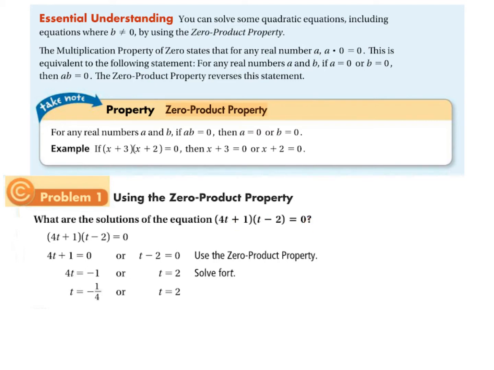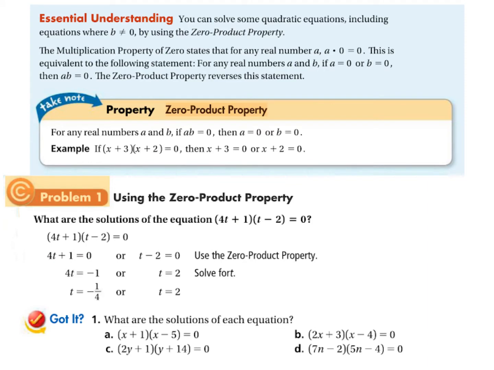Here's your got it problem. You're going to try it with each one of these. Remember, this right here, if you multiplied it together, you'd get a quadratic function: x squared minus 4x minus 5. If that was equal to 0, what values of x would turn it to 0? Set this equal to 0 to find out. Set this equal to 0 and find out the values of x. Do that for all of them.